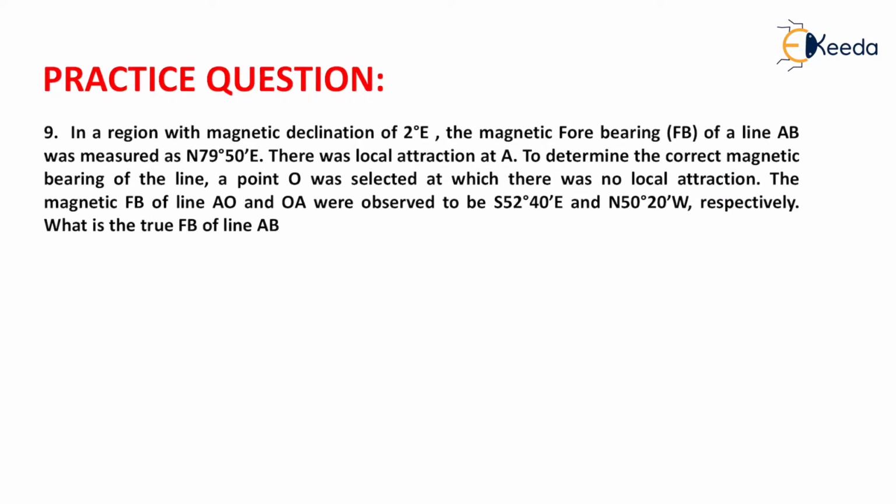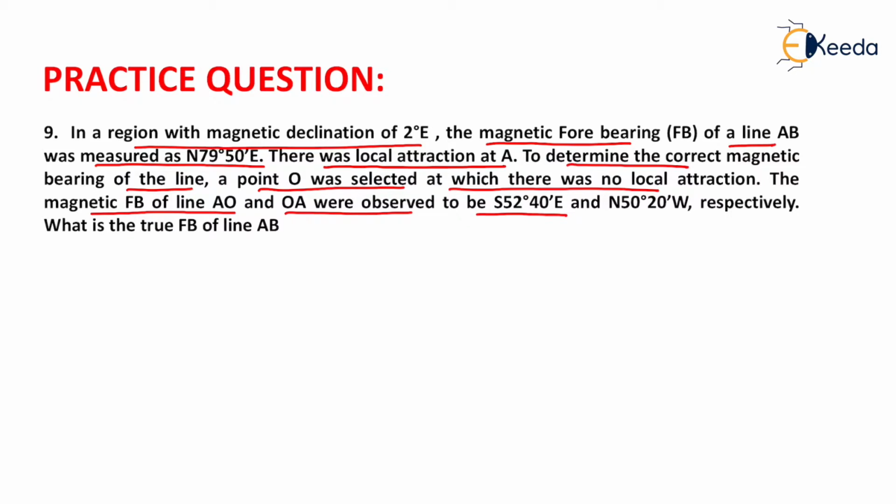Question is given as, in a region with magnetic declination of 2 degree east, the magnetic forebearing of a line AB was measured as north 79 degree 50 minute east. There was local attraction at A. To determine the correct magnetic bearing of the line, a point O was selected at which there was no local attraction. The magnetic forebearing of line AO and OA were observed to be south 52 degree 40 minute east and north 50 degree 20 minute west respectively. What is the true forebearing of line AB?